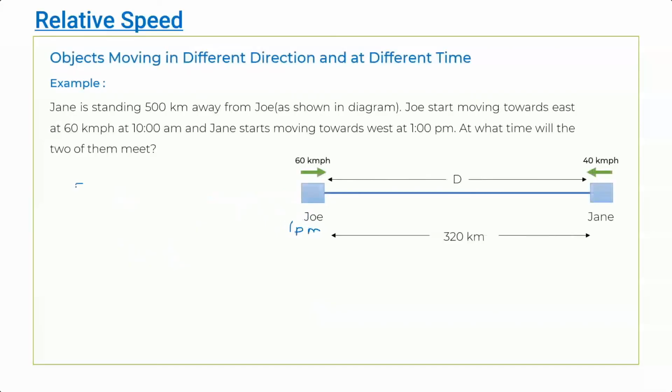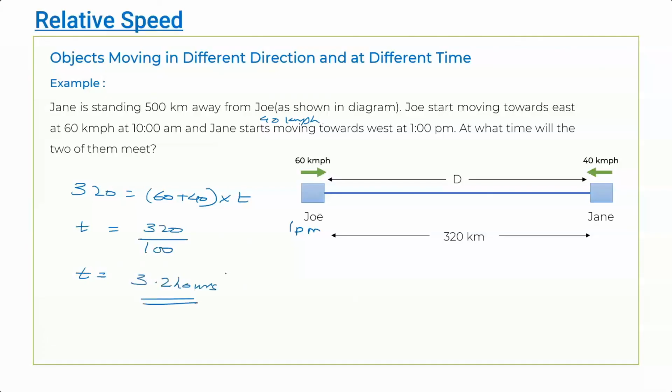The gap between them is 320. The relative speed is 60 plus 40. 40 again is missing, but it will be given in the question stem. And t is the time. Time from 1 p.m. Just keep that in mind. So 320 upon 100. So that would be 3.2 hours. Okay. So if I have to find out the actual time, we'll say 3 hours, 12 minutes. And note we are starting from 1 p.m. So 1 p.m. you add 3 hours to it, you'll get 4 p.m. And then from there 4:12 basically is what you can say they'll meet.